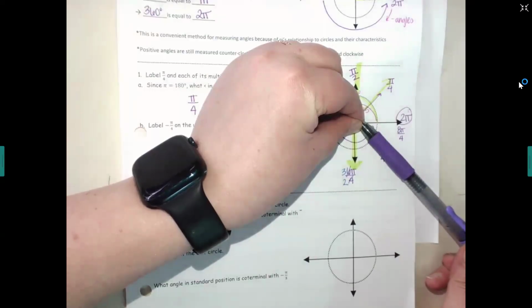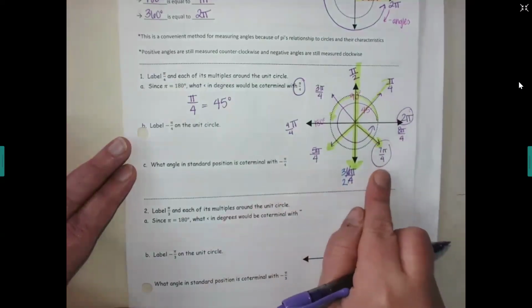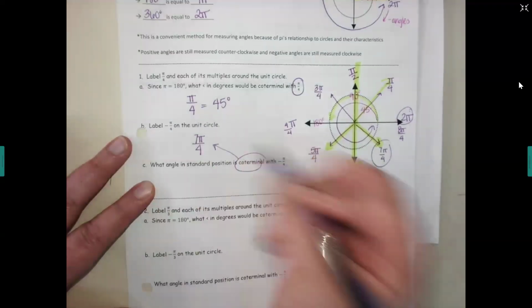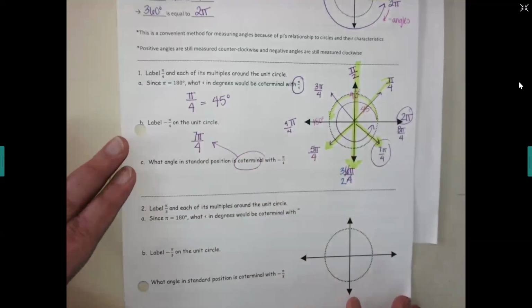What angle is in that spot already? Okay, yes, but we're in radian mode, so it would be 7 pi fourths. Very good. And remember, we would say that that is coterminal with 7 pi fourths. And remember, what that means is that they're in the same spot on the circle. Okay? So we did our halves and our fourths.